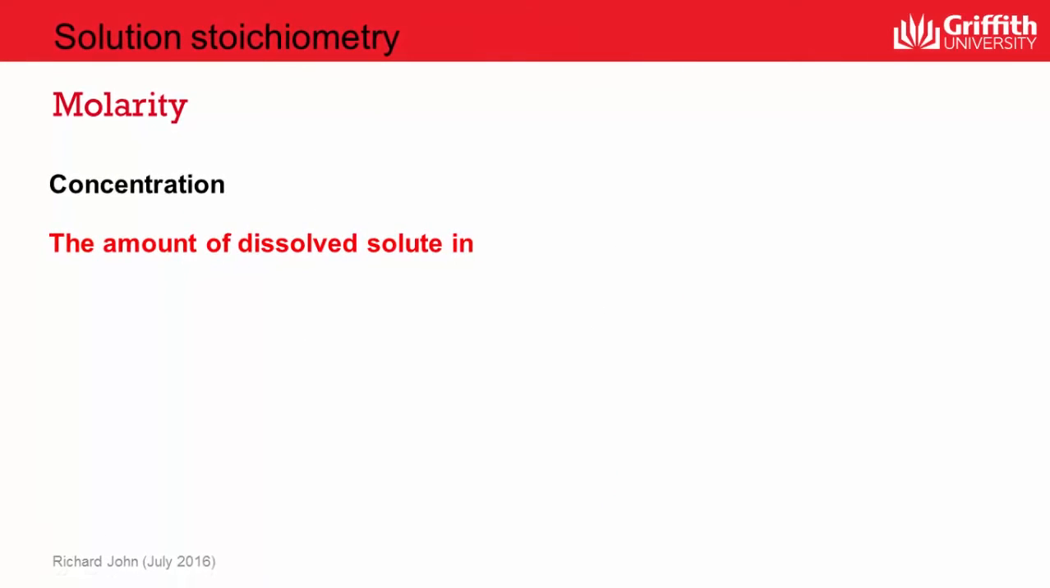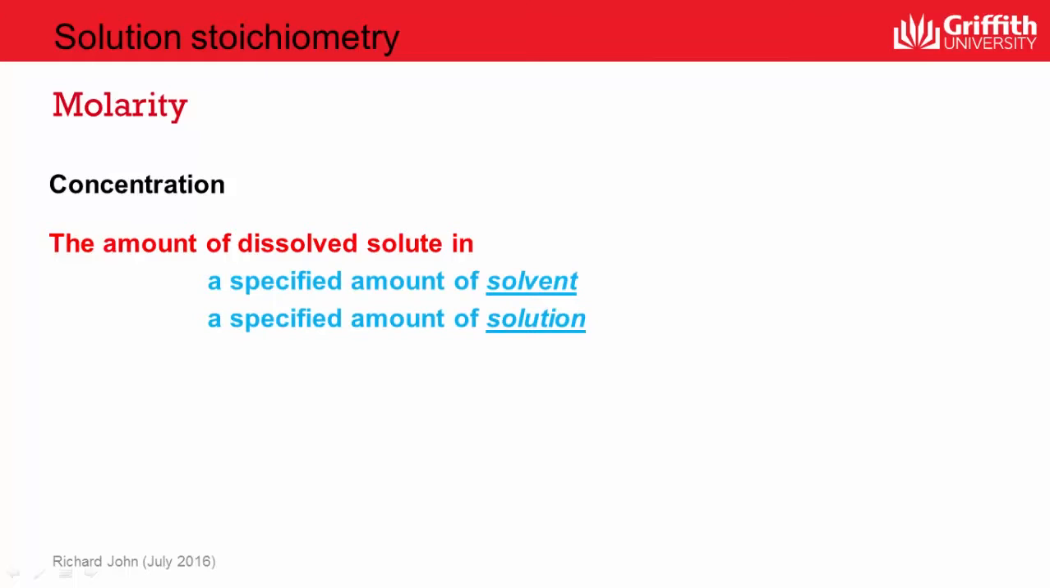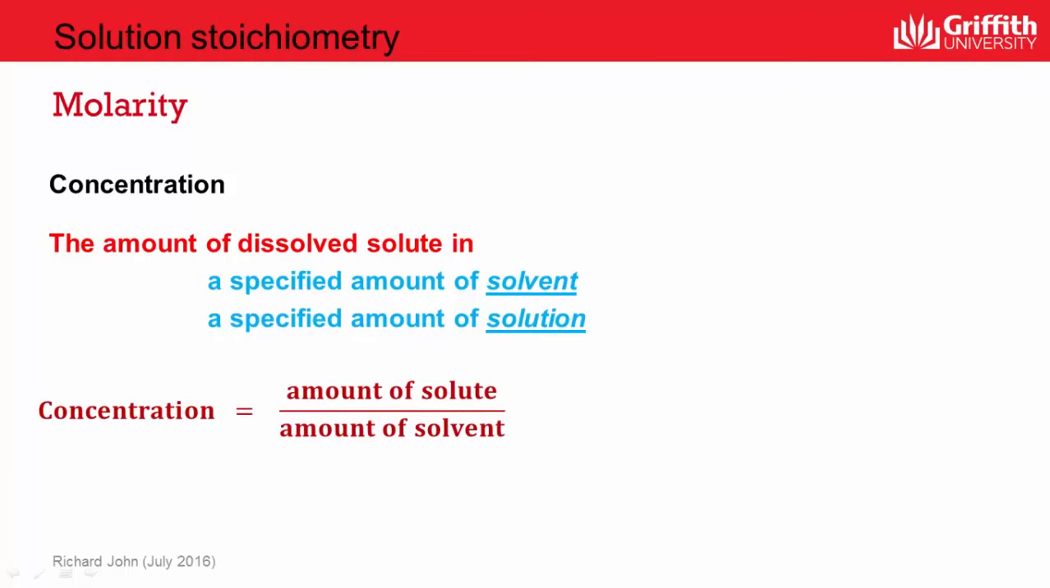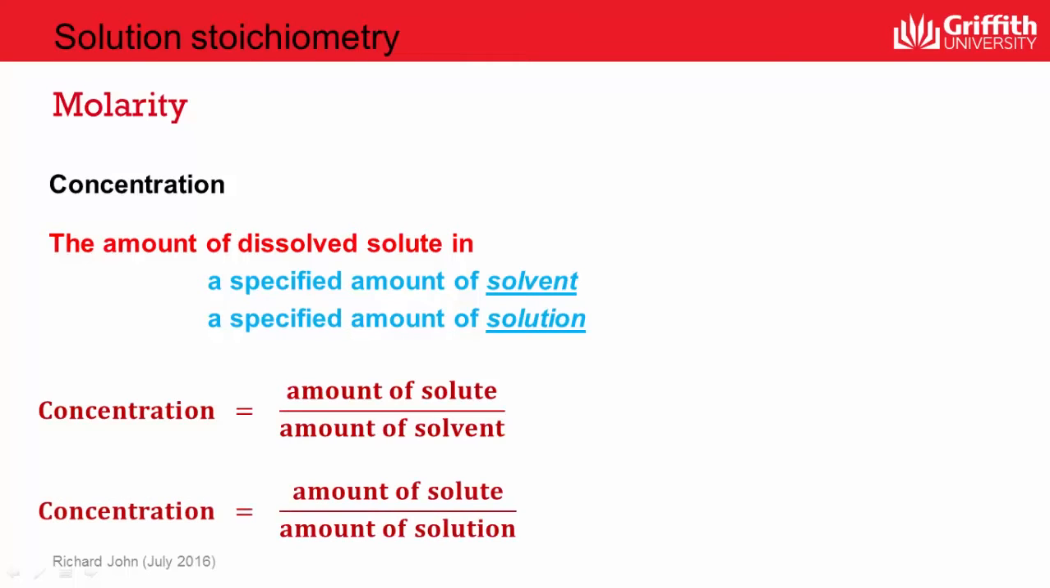In general terms, concentration refers to the amount of dissolved solute in a specified amount of solvent or in a specified amount of solution. In the former case, we can express that mathematically as concentration equals the amount of solute divided by the amount of solvent. In the latter case, we can express it as the amount of solute divided by the amount of solution.